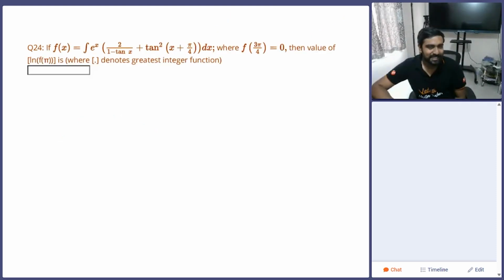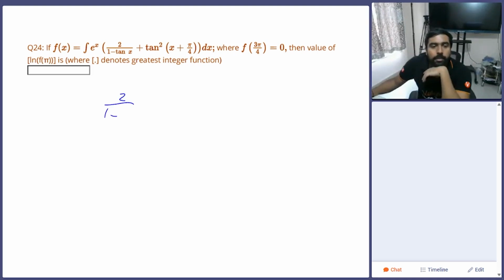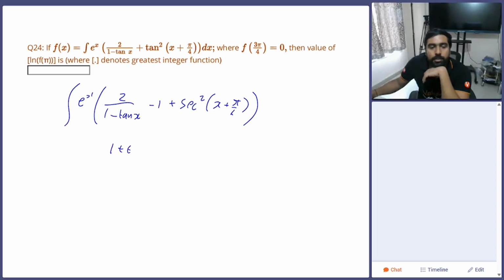Okay? Moving on. What do we have here? F of x is integral e power x into 2 upon 1 minus tan x plus tan square x plus pi by 4. The 1 plus tan square x is sec square x, so tan square x I can write as sec square x minus 1. So this will become 2 upon 1 minus tan x, minus 1 plus sec square x plus pi by 4, into e power x whole integral. This one if we simplify, 2 minus 1 plus tan x, so basically 1 plus tan x upon 1 minus tan x plus sec square x plus pi by 4.